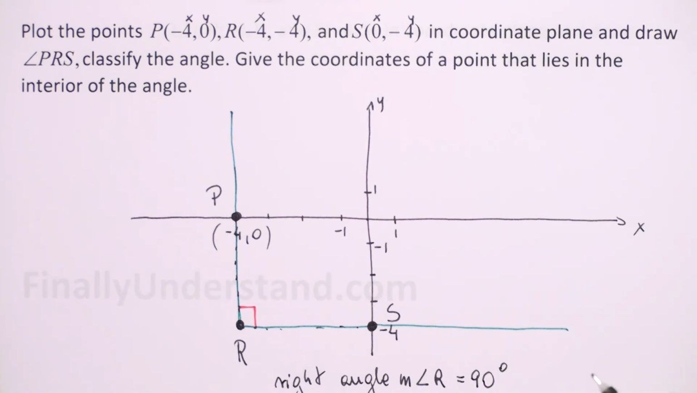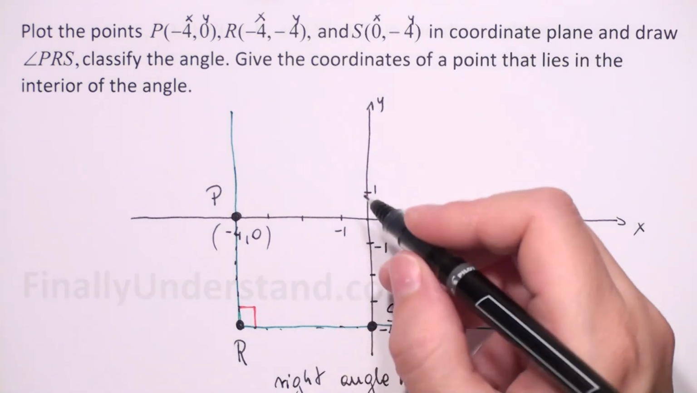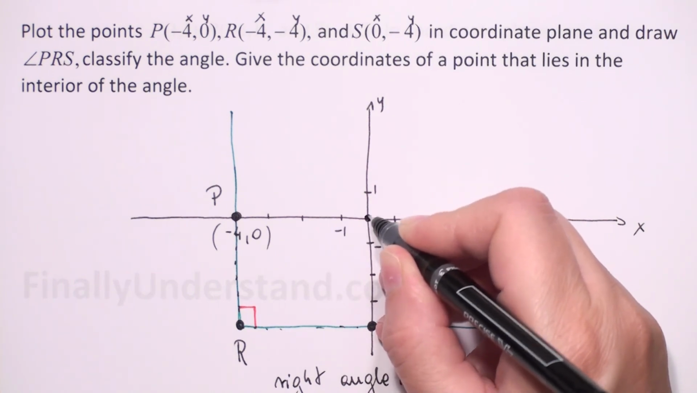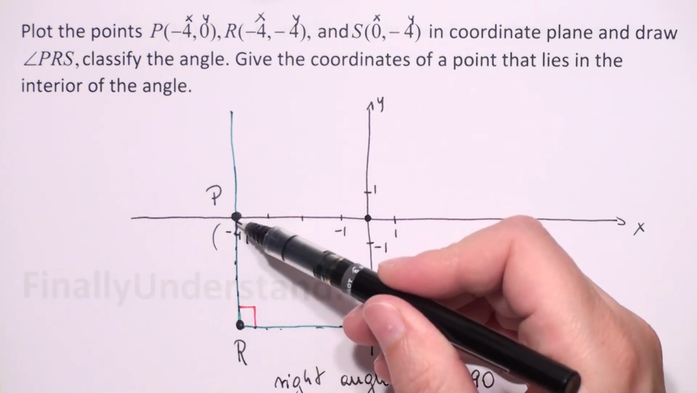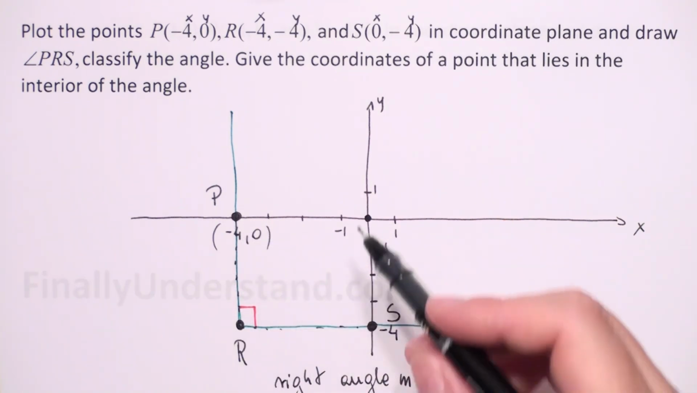What else? We have to give the coordinates of point that lies in the interior of the angle. So we have to find the point that is in the interior of angle. So we have to find the point which is between points that lie on each side of the angle. So, for example, we can choose this point. This point is between sides RP and RS.